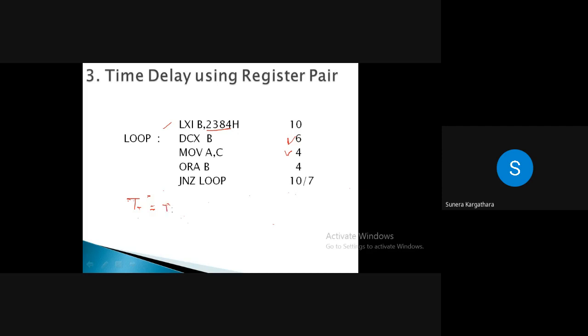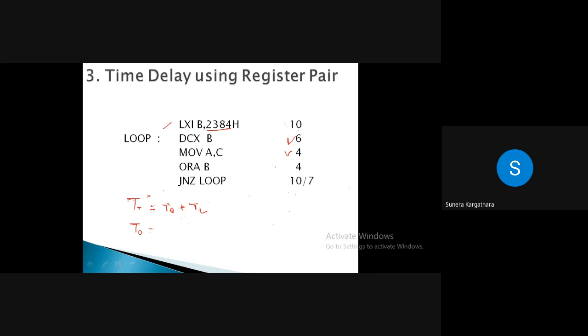For example, my outer loop has only one instruction, which is LXI. So how many T states will it take? 10 T states. Are you getting me, student? Your outside loop has only one instruction, and that will take 10 T states. So 10 into T will be the time required to execute my outer loop, right? Now if my T is 0.5 microsecond, then I'll take 5 microseconds to execute my outer loop.